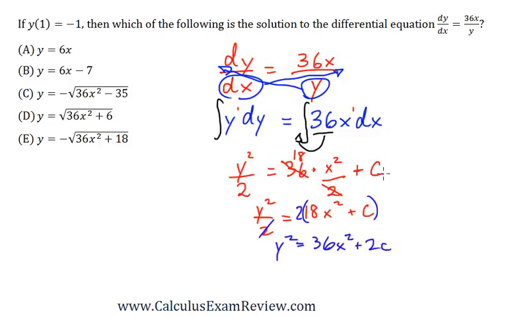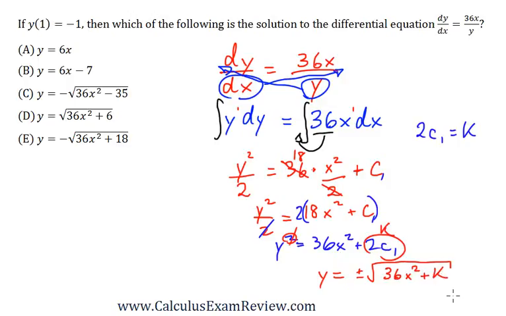I can actually make this a c1, okay? And then just say, well, 2c1 is equal to k, just another constant. So the whole thing here is just k now. And then I can just take the square root of both sides of the equation just to get rid of this squared here. So I get plus or minus root of 36x squared plus k.